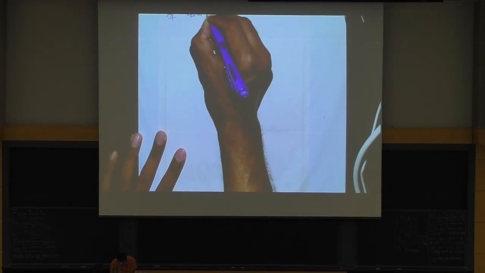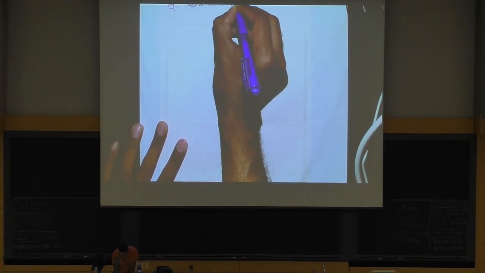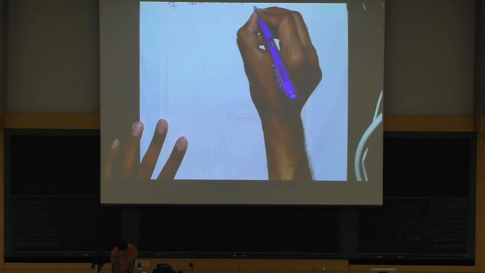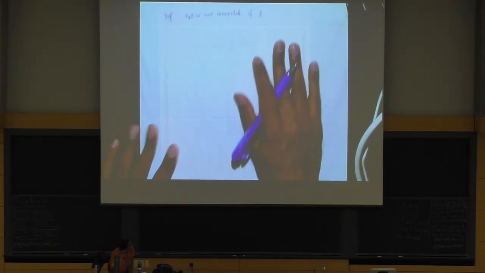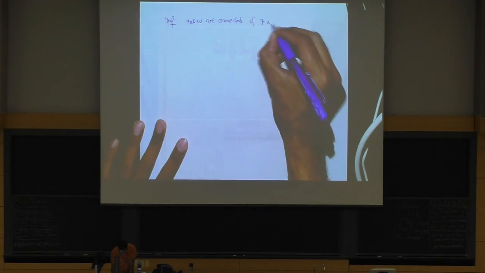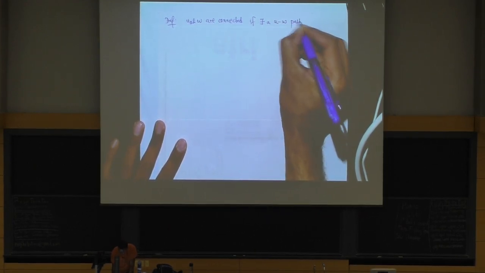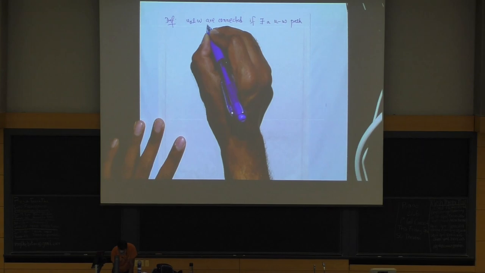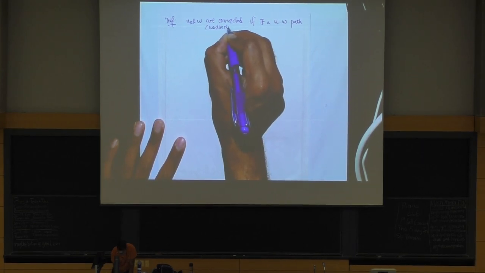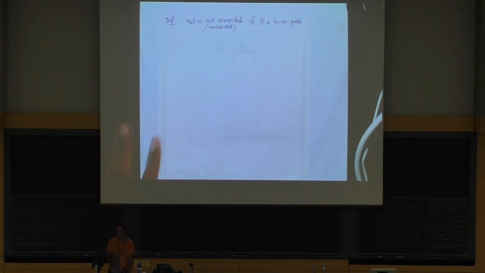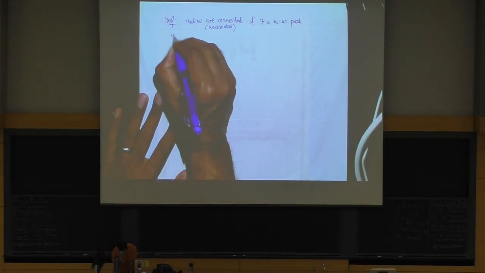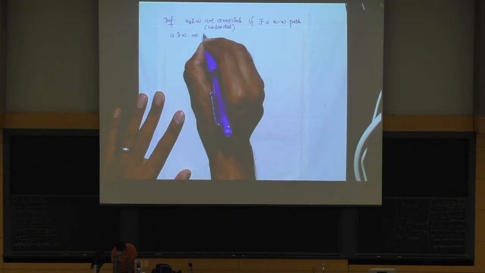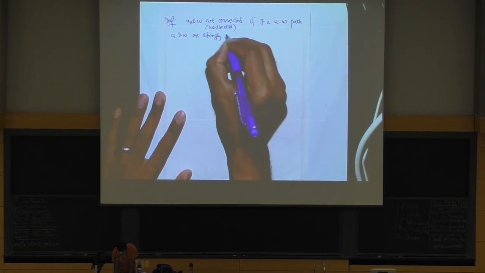So we say two vertices U and W are connected if there exists a UW path. Okay. This is for undirected. For directed graphs, we have a stronger notion which is called strongly connected. So U and W are strongly connected.